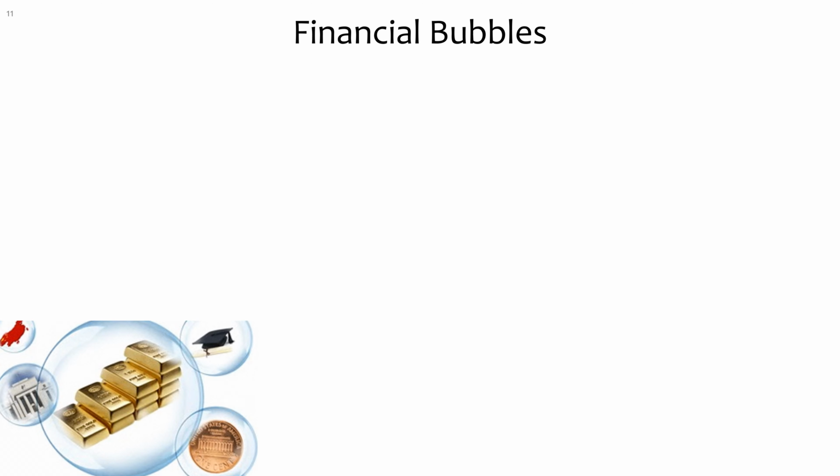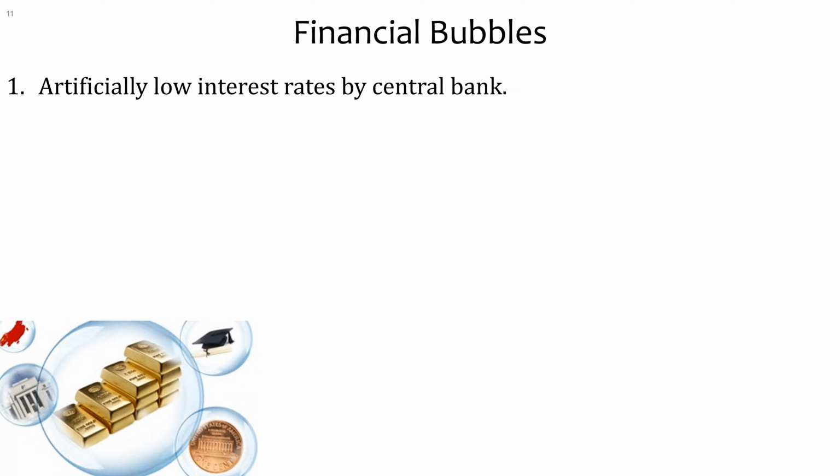The Great Depression of the 1930s and the Great Recession of 2008 were examples of financial bubbles. One cause for that is when the central bank keeps the interest rate too low. And remember, interest rate is the cost of borrowing. So there's going to be extra borrowing and extra investing in the economy, which creates the bubble.